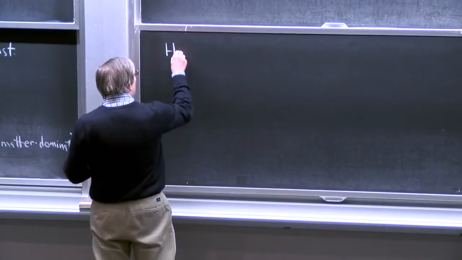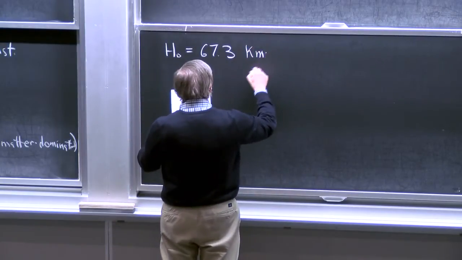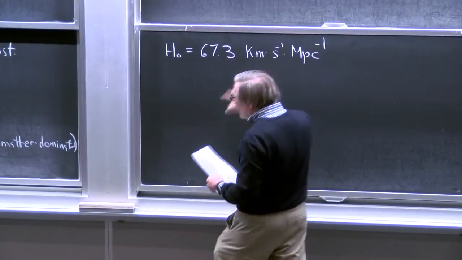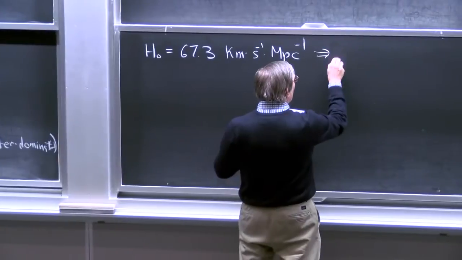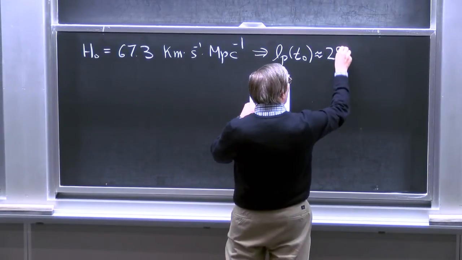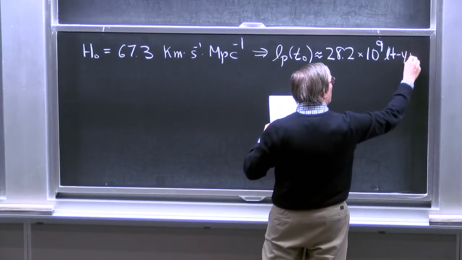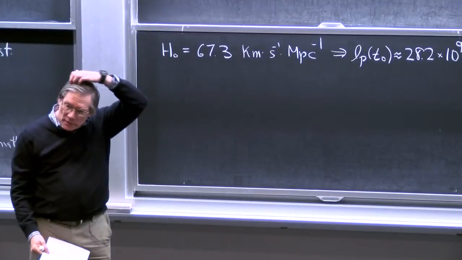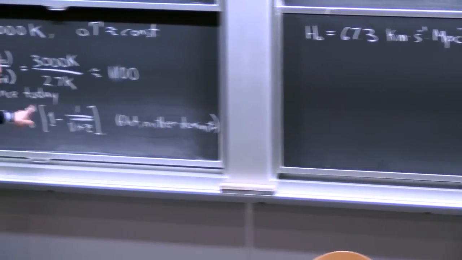So if we take the best value we have for H naught, which I'm taking from the Planck satellite, 67.3 kilometers per second per megaparsec, and put that and the value for z into this formula, we get L sub p of t naught of 28.2 billion light years. So it's of course larger than ct, as we expect. It's basically 3ct for a matter-dominated universe. And 3ct is the same as 2c H naught inverse.